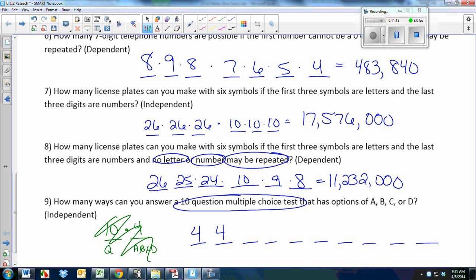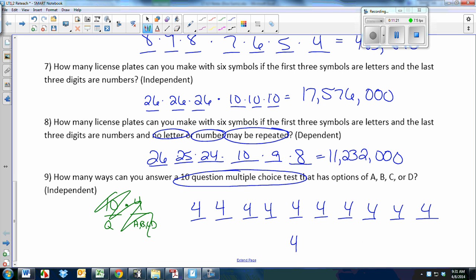It's 4 times 4 times 4 times 4 times 4 times 4, which can be shortcutted. That's 4 to the 10th, and that gives you 1,048,576. All right, I'm going to stop the video here.